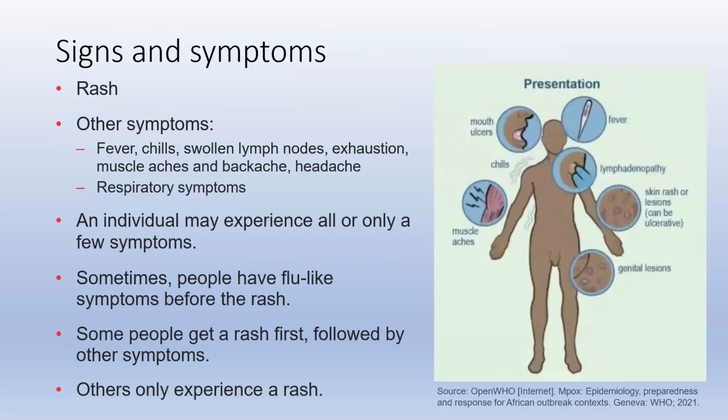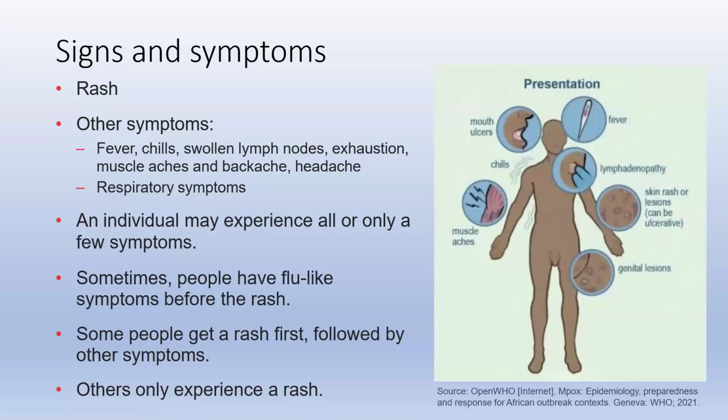Signs and symptoms: the most prominent and the one that we know is a rash, but we do have other symptoms, especially fever, chills, swollen lymph nodes, especially the cervical lymph nodes. So this is something to look for, especially in the early stages of the illness. Exhaustion, muscle aches, backaches, headaches, and respiratory symptoms. Not all patients will experience the same symptomatology. Some individuals may experience all, some may experience only one or a few symptoms.